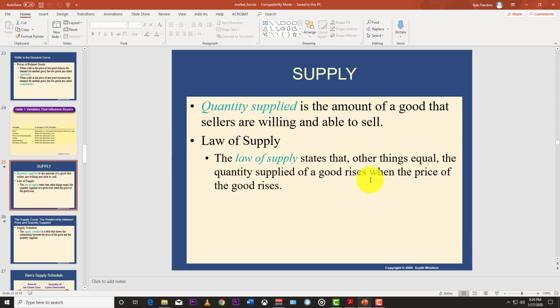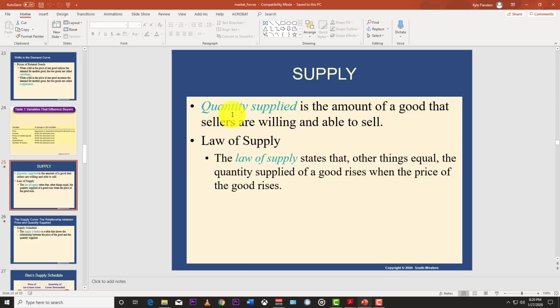So supply can be defined as quantity supplied is the amount of a good that sellers are willing and able to sell. Again, willing and able. Because like I said for demand, some people might want something but they cannot buy it, so therefore they are not counted as part of the quantity demanded. Same way, the quantity supplied is the amount of goods that sellers are willing and able to sell, because if you cannot sell it, then you cannot supply it, so you're not a part of the supply.